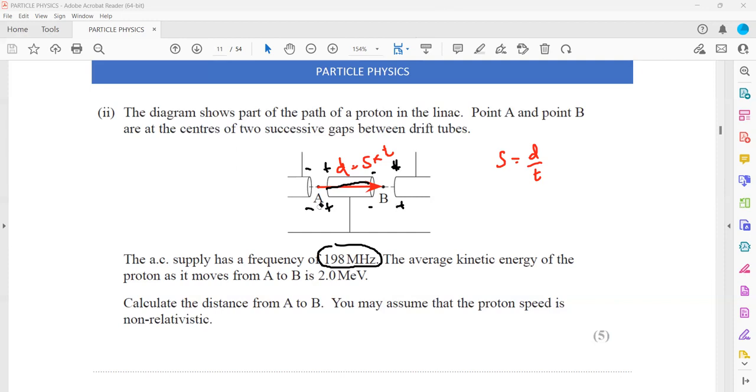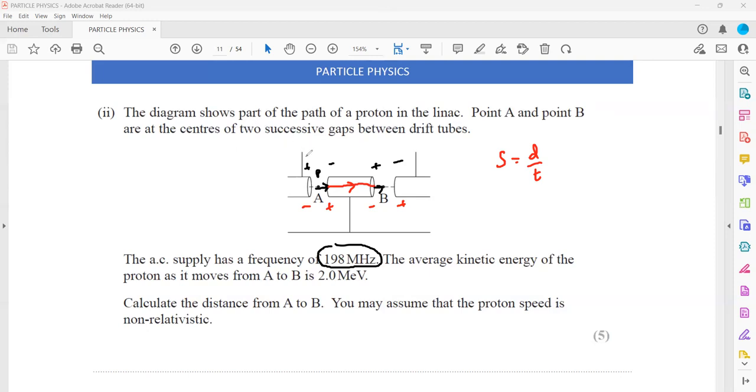Like here, when the proton is here, because it must be accelerated, this will be positive, negative, positive, negative. So it is accelerated here due to the electric field. When it is inside the tube, it won't change speed. So as the proton moves within the tubes, the terminals change to negative, positive, negative, positive. But when it is outside again, the terminals change again and become positive, negative.